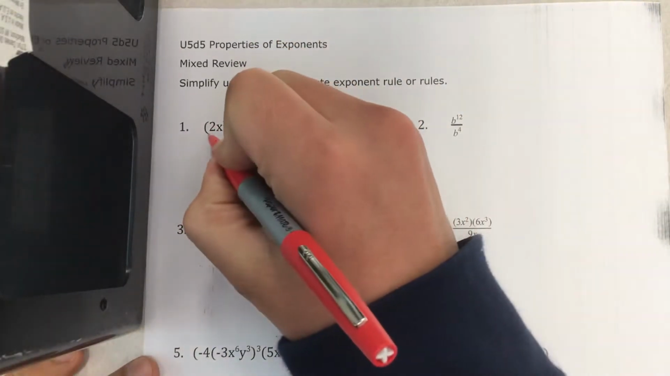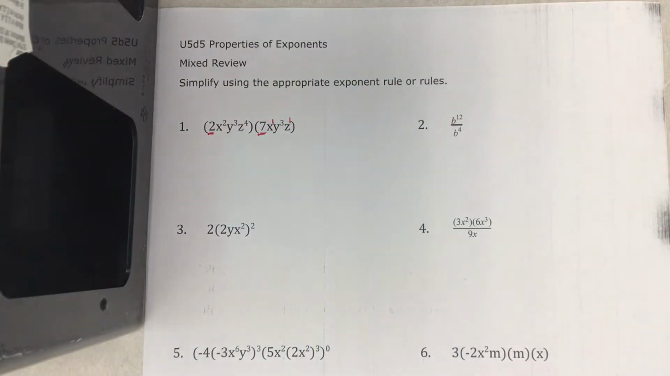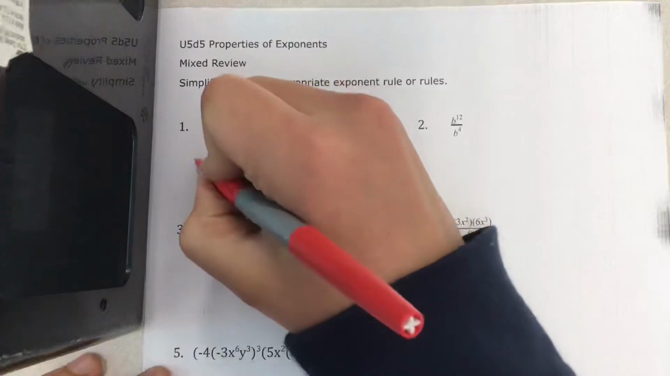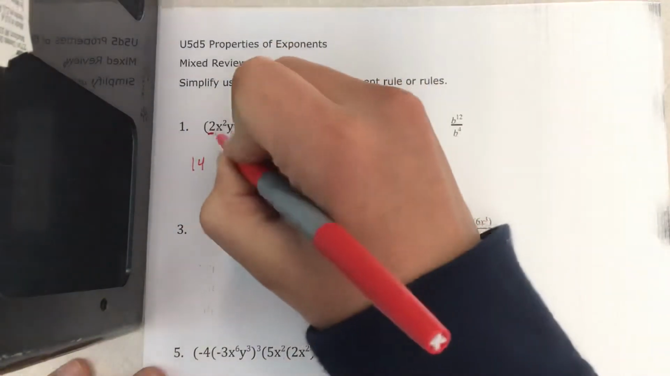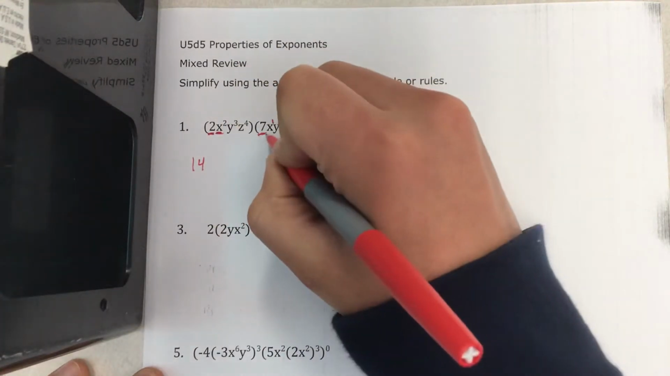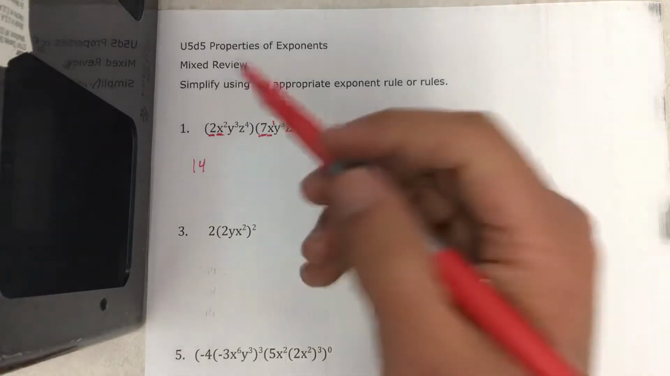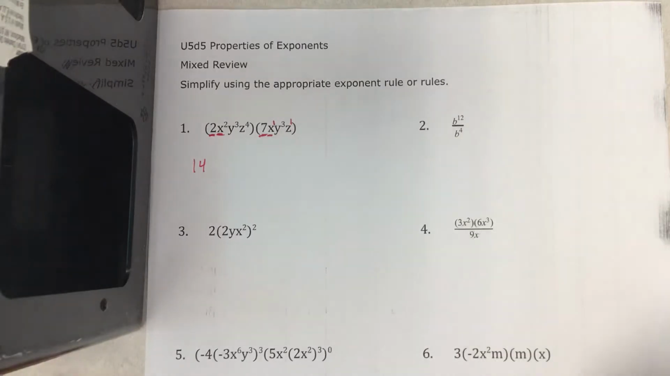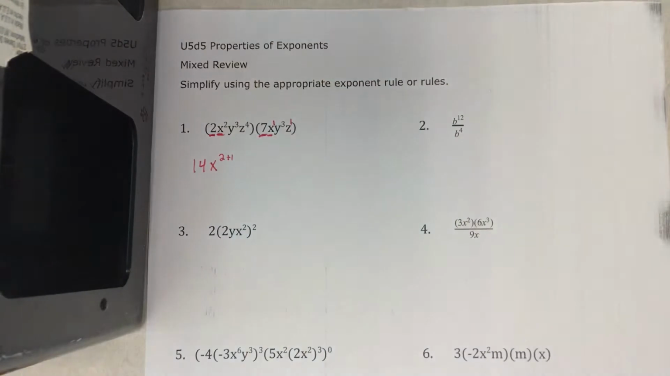So I start with my coefficients, the numbers in front. So remember, with the coefficients, we just multiply those like normal. So 2 times 7, easy, 14, okay? Then we move to my x's. So I have x to the second power, x to the first, okay? So this is the product rule. When you have two terms that have the same base, you add the exponents. So here I have an exponent of 2, I have an exponent of 1. So I add those together, x, 2 plus 1, okay?